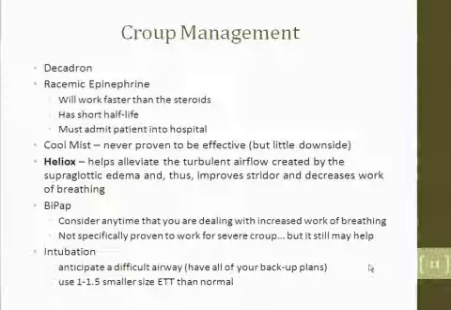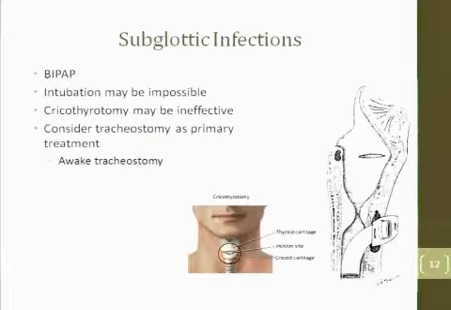The other thing that's now being used more so is BiPAP, which is you put positive pressure in the airway, which decreases the increased work of breathing. And it seems to work pretty well. But in children, sometimes they won't want to hold a mask on their face. The next step, of course, is intubation. And you need to anticipate that they're going to be difficult and make sure that you have a smaller size endotracheal tube than normal.